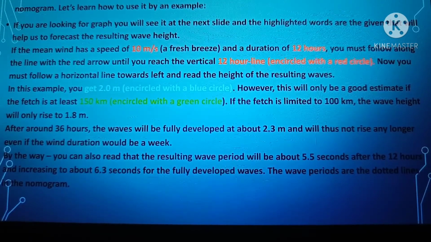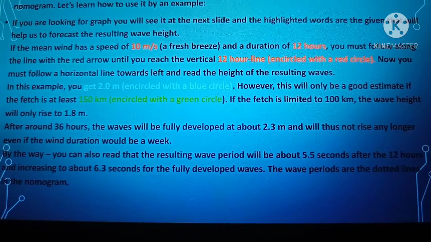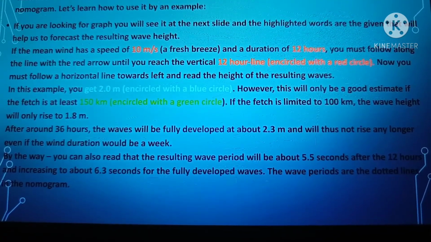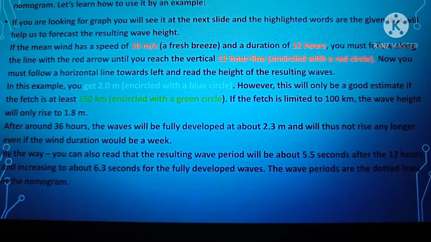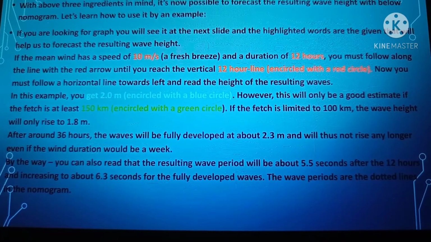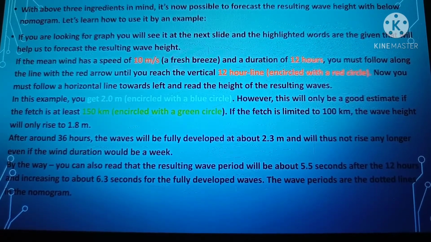However, this will only be a good estimate if the fetch is at least 150 km, which is encircled with a green circle. If the fetch is limited to 100 km, the wave height will only rise to 1.8 meters.